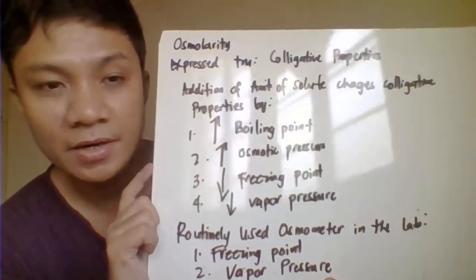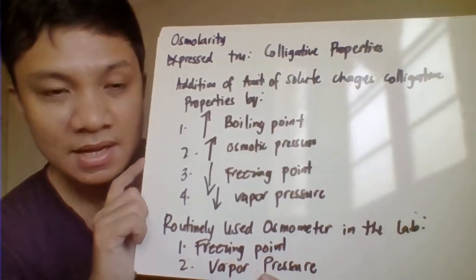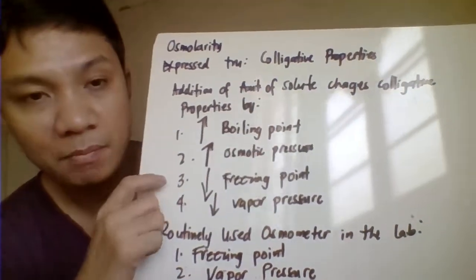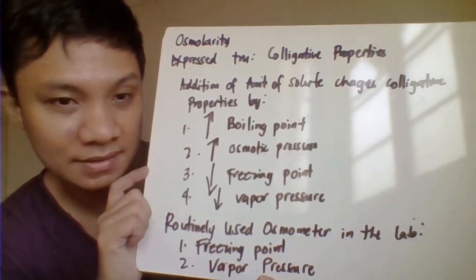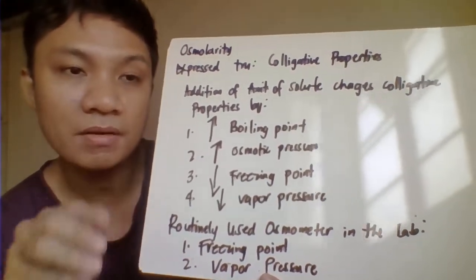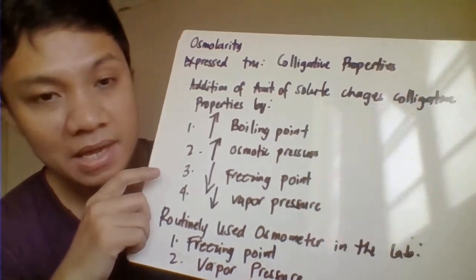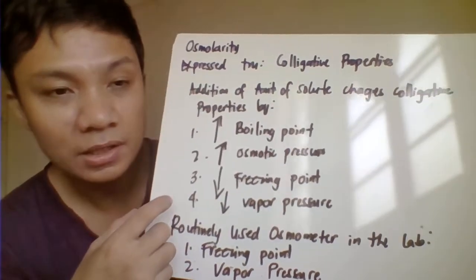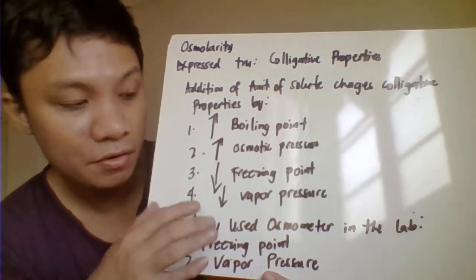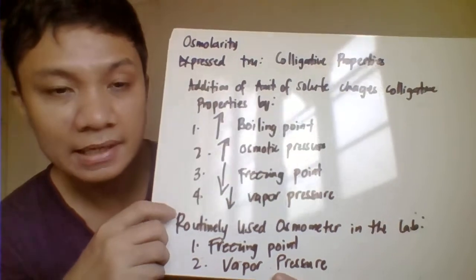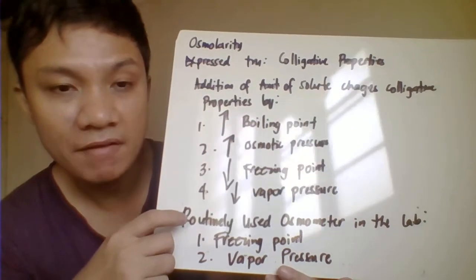Okay, osmolarity here that's being utilized for evaluation of your tubular reabsorption is being expressed primarily in terms of the colligative properties. Colligative properties again is highly dependent on the amount of the solute, not on the size. Okay, so if you add a certain amount of solute in your solution, that will change the colligative properties in such a way that it will increase the boiling point, it will also increase your osmotic pressure, it will decrease your freezing point, also decrease your vapor pressure. In the laboratory, ang ginagamit lang natin na osmometer will be the freezing point, and we'll also hear the vapor pressure osmometer.